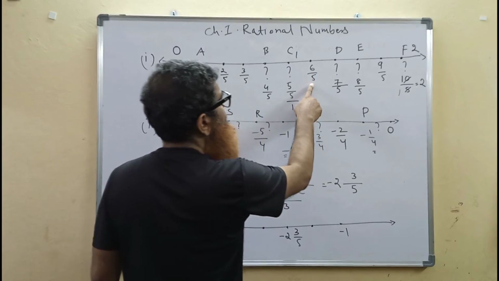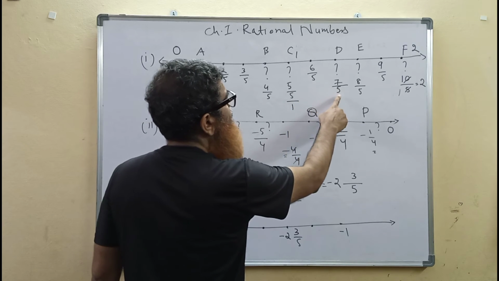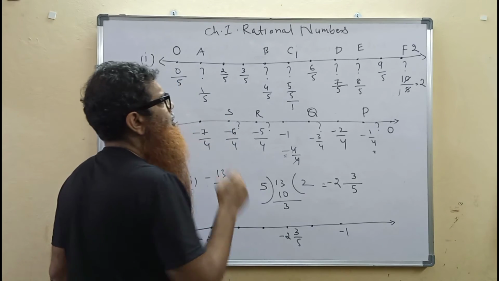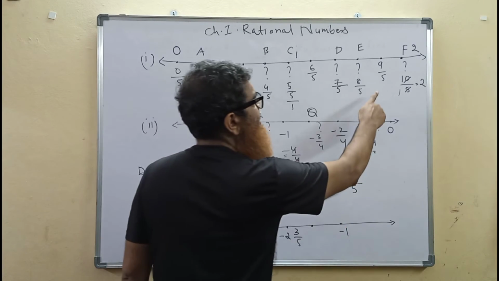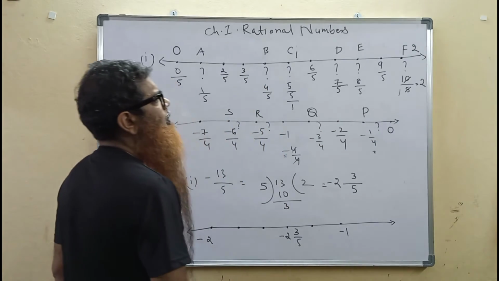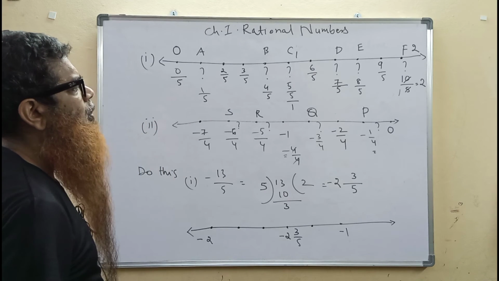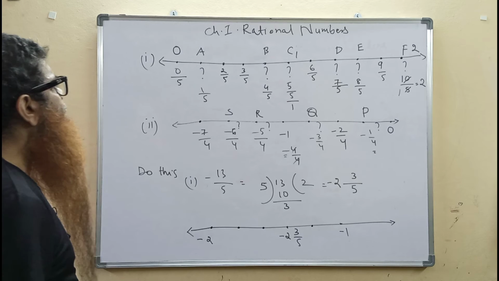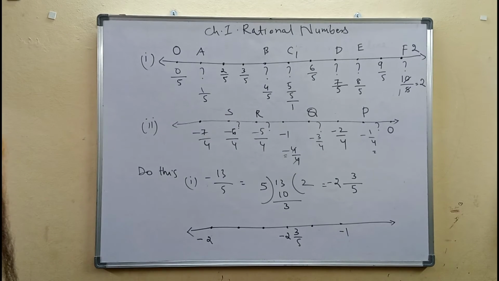Then the next was given here 6 by 5. Obviously the next two numbers should be 7 by 5 and 8 by 5, that is D and E. The next number is given 9 by 5. Then F was to be found, that is 10 by 5 is equal to 2. The given number line, the numbers are marked between 0 and 2. 0 by 5 is 0, 5 by 5 is 1, and 10 by 5 is equal to 2.